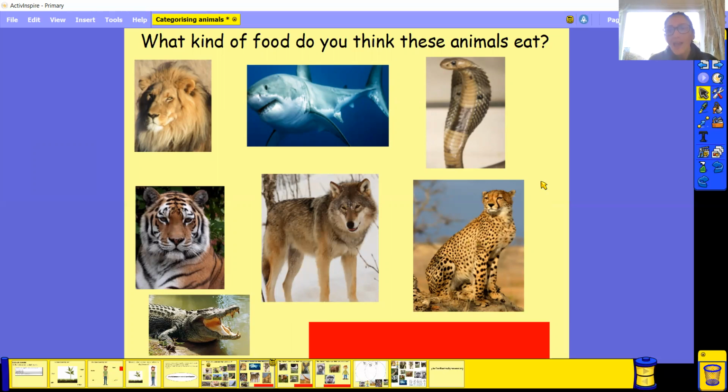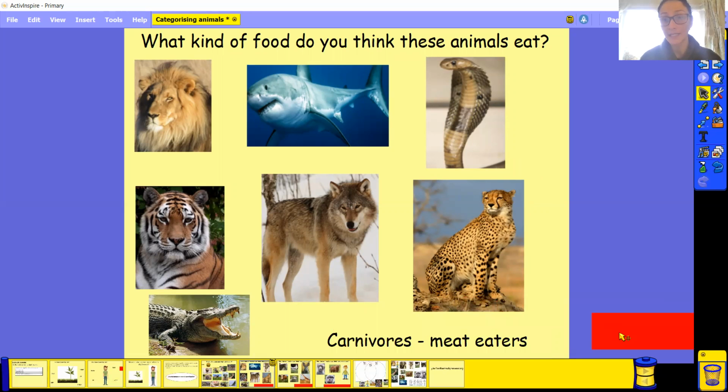Okay, so yeah, they're all meat eaters. They all have to eat meat, okay? And the scientific term for a meat eater is what we call a carnivore. Carnivore, your turn. Good. A carnivore is a meat eater. They only eat meat to survive. They can't have anything else. They can't have plants or anything like that. They must have meat to survive. So all these animals are meat eaters, okay? So let's go on to our next one.